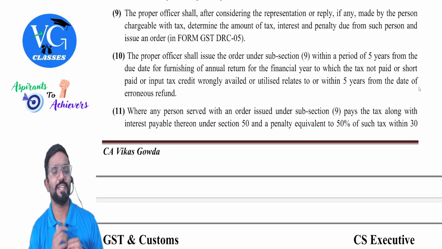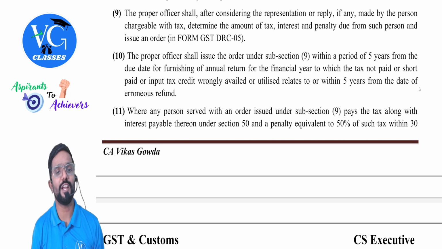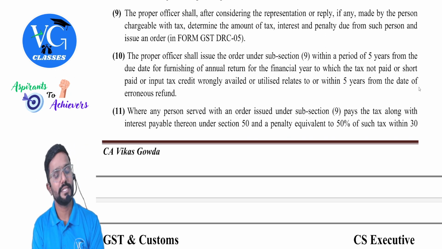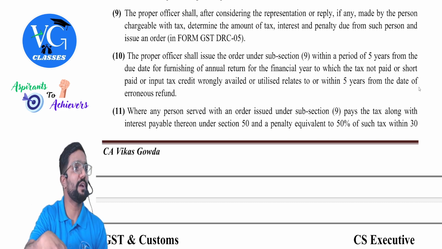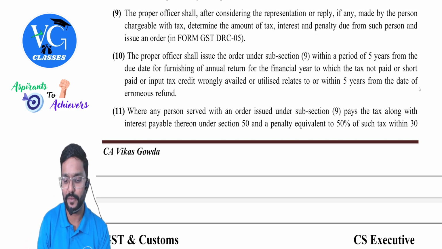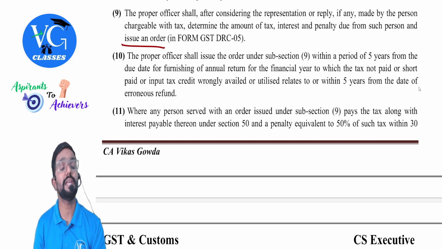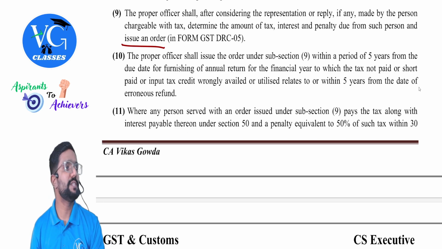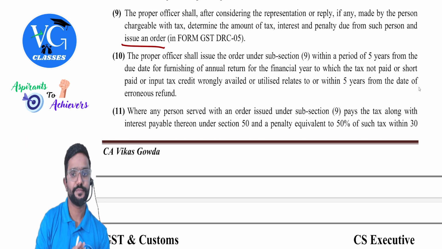Next, subsection 9. The proper officer shall, after considering the representation or reply, if any, made by a person chargeable with tax, determine the amount of tax, interest, and penalty due from such person and issue an order. Okay, means pass an order. This section is giving a power to the proper officer to pass an order, a demand order, in GST DRC 05. Same like section 73.